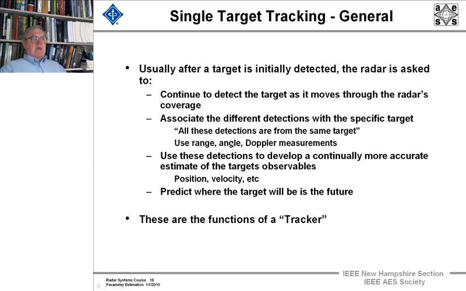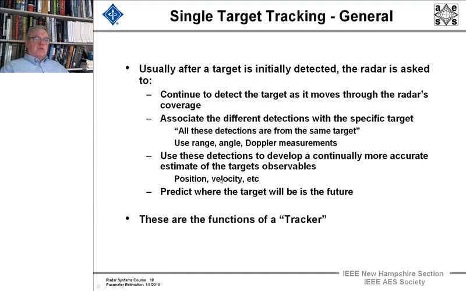And we want to use range, angle, and Doppler measurements whenever they're available. We want to use these detections to develop a continually more accurate estimate of the target observables, position, velocity, etc. And of course, velocity can just be measured by taking the position measurement twice, divided by the time between the two measurements, and you've got the velocity in that coordinate, either x or y or r or theta.